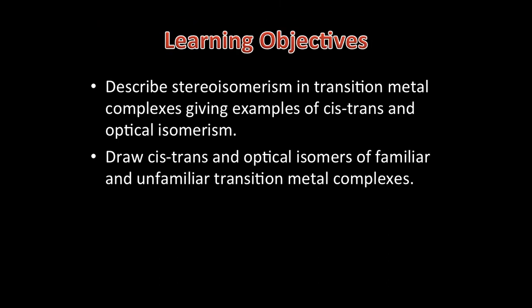If we go back to our learning objectives for this lesson, you need to be able to describe stereoisomerism in transition metal complexes by giving examples of cis-trans and optical isomerism, and draw cis-trans and optical isomers of familiar and unfamiliar complexes. During class time, you will need to be able to define the key terms we've used in this presentation and draw unfamiliar structures of different isomers.